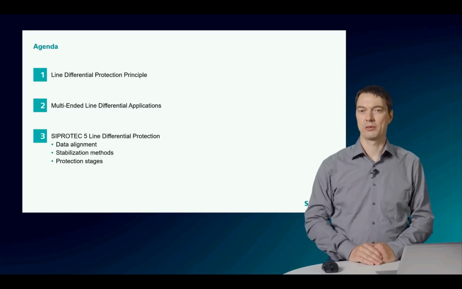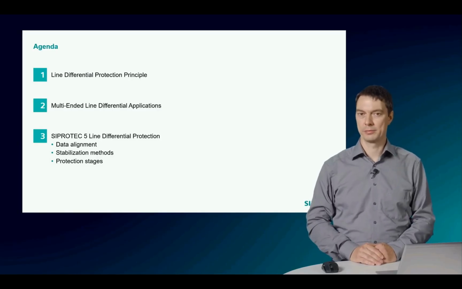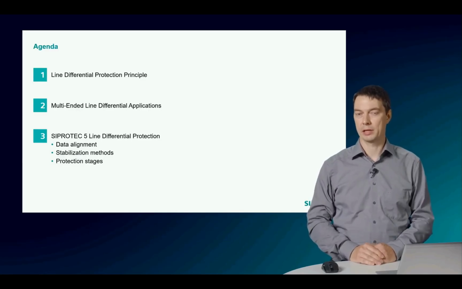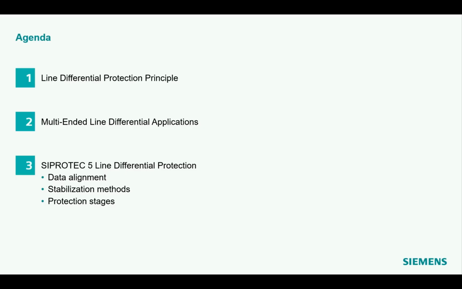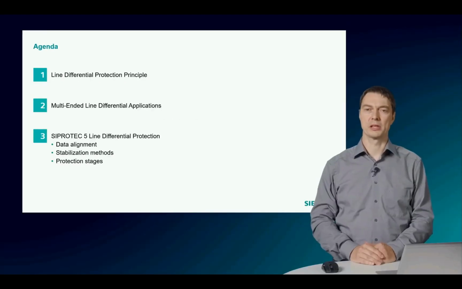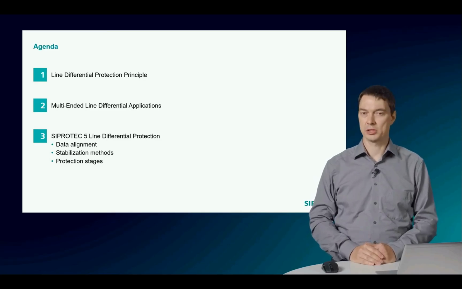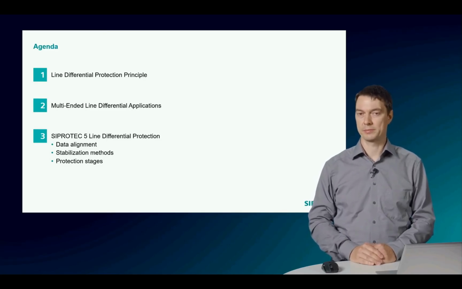This is the agenda for this first session. First, we will have a look at the line differential protection principle and the commonly applied characteristics. Afterwards, we will shortly look into multi-ended line differential applications. In the third part of this session, you will learn about Siemens CPROTEC 5 line differential protection devices. Here I will present you the data alignment, the stabilization methods, and the protection stages in the CPROTEC 5 devices.